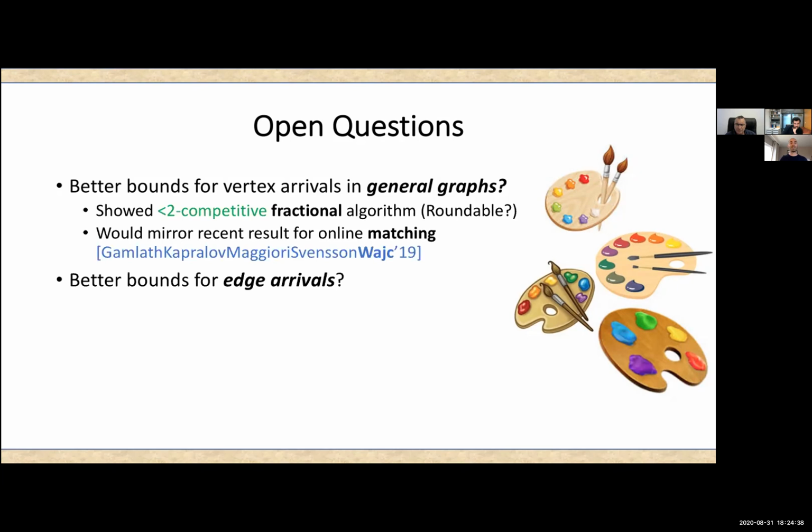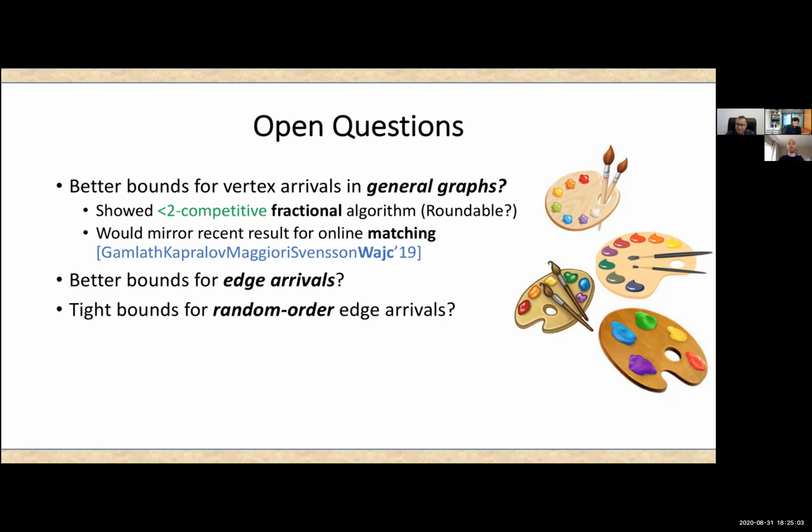Another natural question is, can we do something for adversarial edge arrivals? So again, in this other Fox19 work, we show that for online matching, edge arrivals are strictly harder than general graphs, and in fact, greedy is optimal for this problem. And it will be interesting to see whether or not the same holds for online edge coloring, or somehow you can do something smarter for edge coloring under edge arrivals.